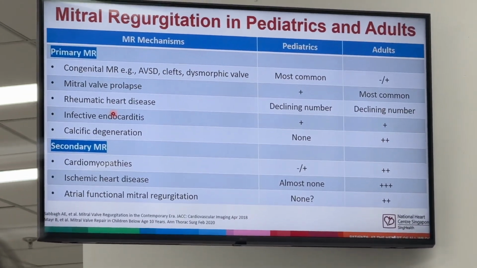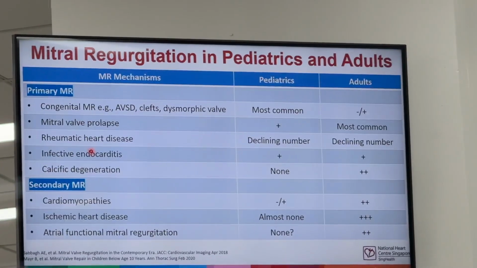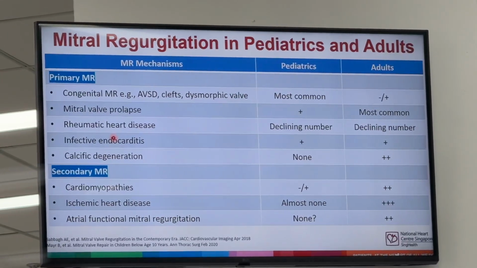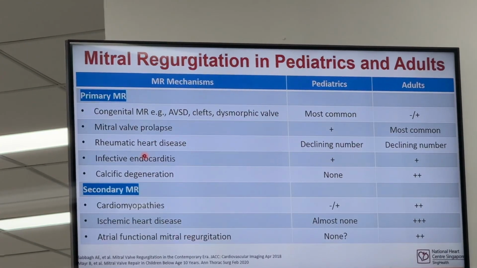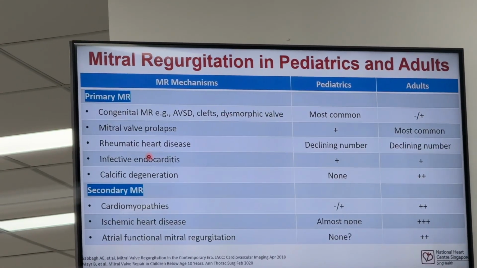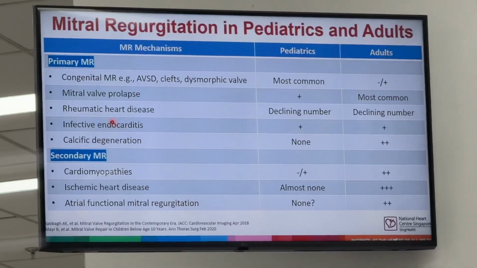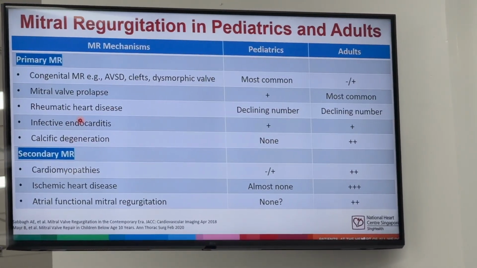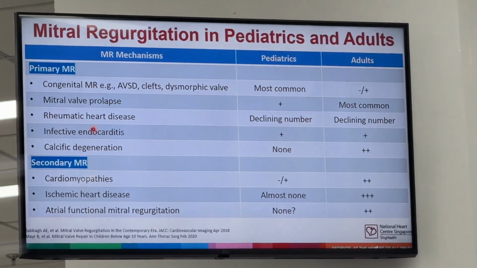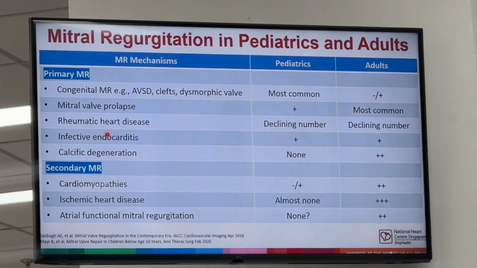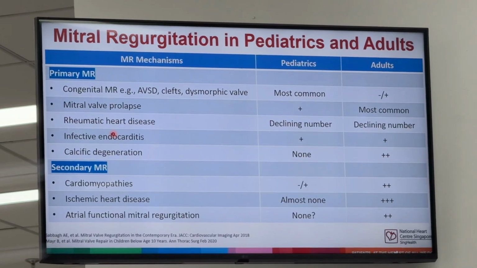So this is just a quick comparison of the epidemiology or the classifications, the causes of mitral regurgitation in both pediatric population and in adult population. In pediatric population, most commonly is because of congenital abnormality of the mitral valve system itself. For example, a pure ventricular septal defect, clefts, and dysmorphic valve.